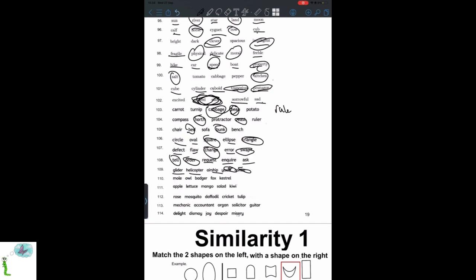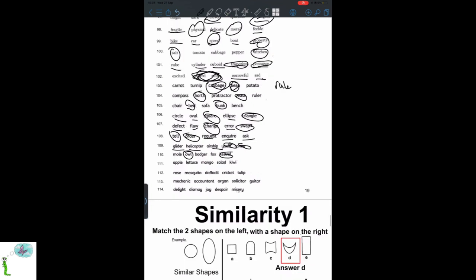Mole, owl, badger, fox, kestrel. Kestrel is something that's flying. So these two, it's a bird, right? So these two are going to be the odd two out because they're both flying. The rest are just on ground. Apple, lettuce, mango, salad, kiwi. Fruits, so it's going to be these two.